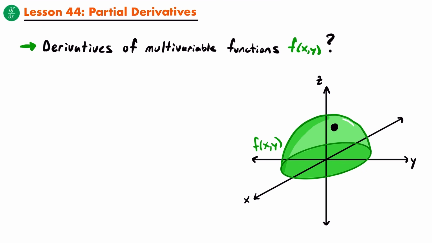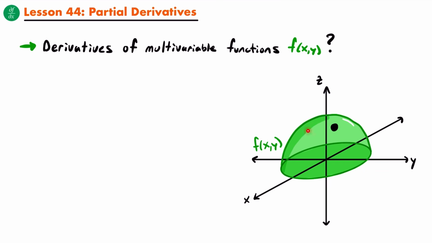So extending this to multivariable functions, such as functions of two independent variables, f of x, y, since we know that represents a surface in 3D, we would naturally think that the derivative would be the slope of the tangent line to the surface at a particular point. But is it that simple? Well, let's take a look here.